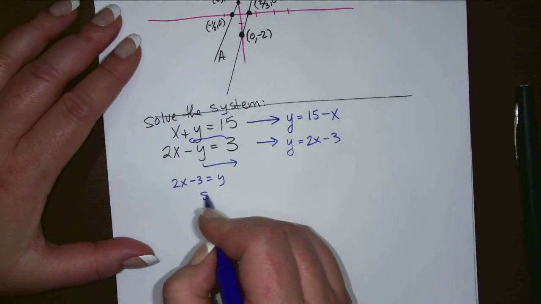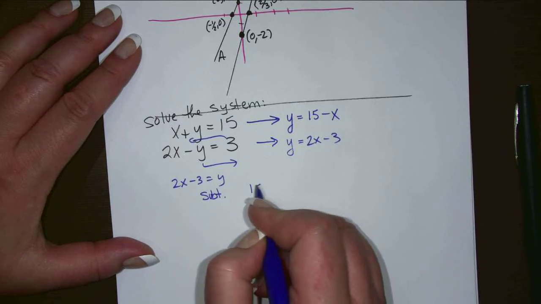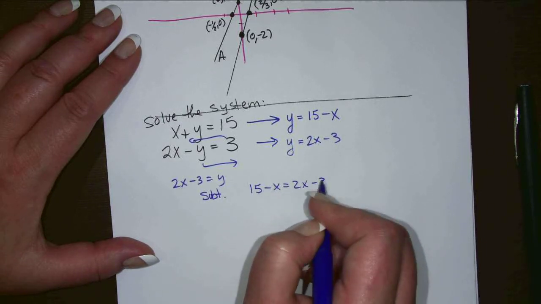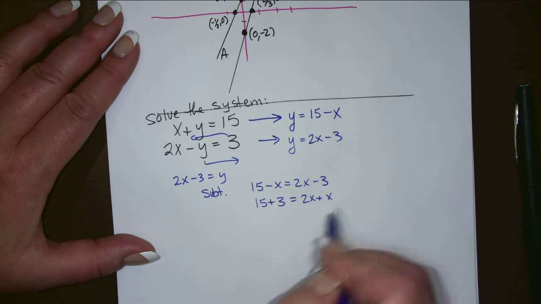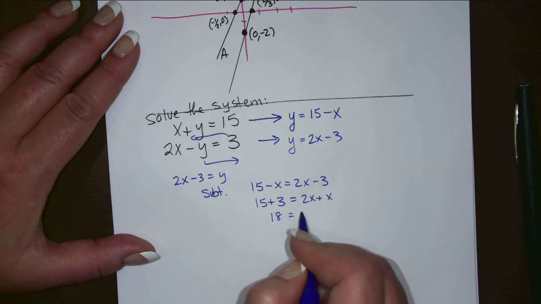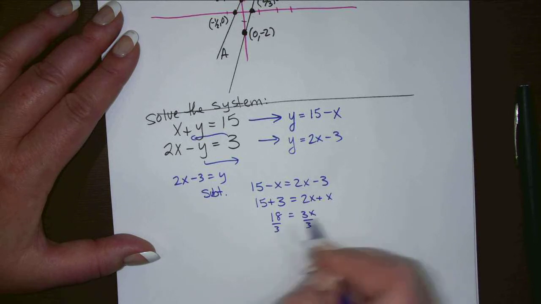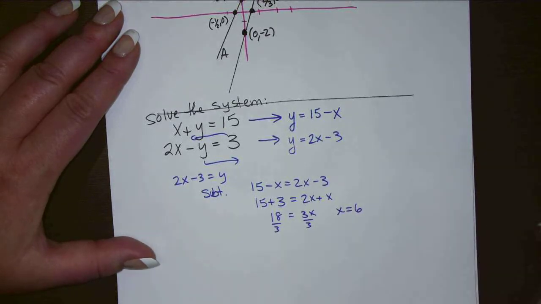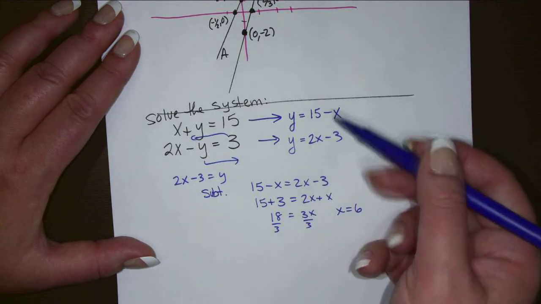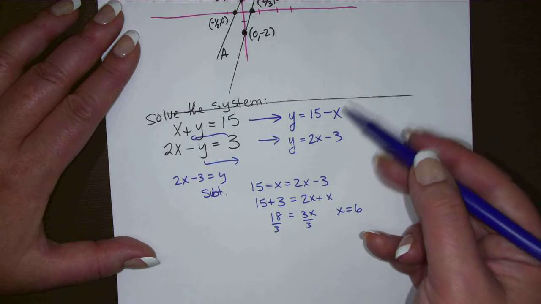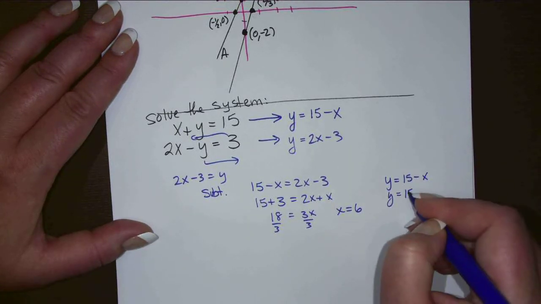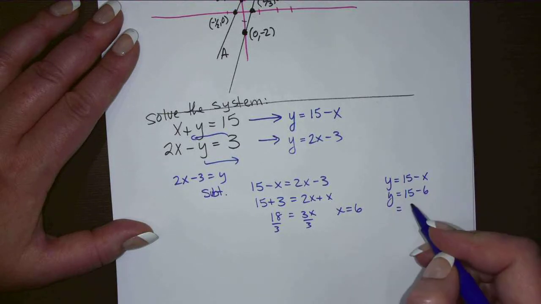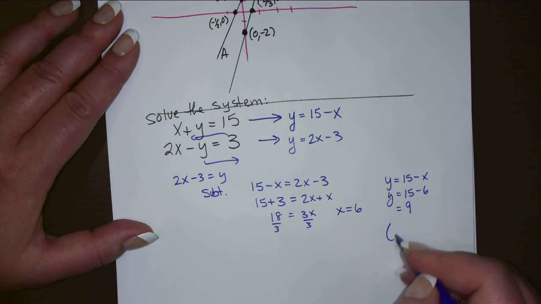So the substitution part: 15 minus x equals 2x minus 3. 15 plus 3 is 18. So x is 6. And then what do we do with the x? Plug it in. Now we've actually solved for y in both of them, so we can plug it into either one. So we can plug it into 15 minus x, which is 9. So (6, 9).